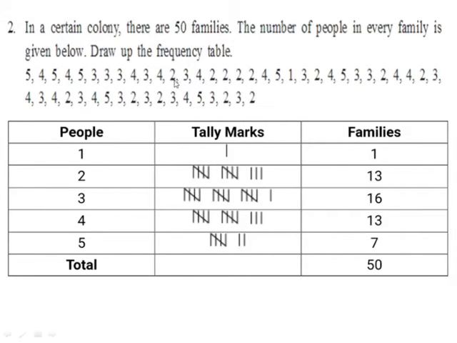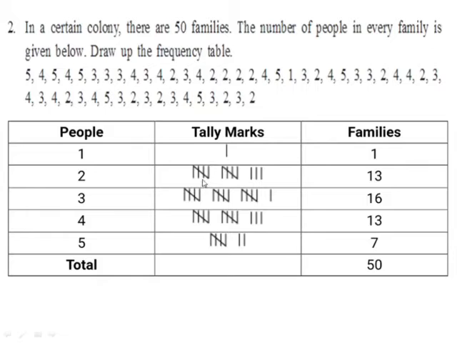Likewise, you will go on reading the scores and you will put the tally marks for each and every score in the given data, in the second column in front of that specific score. Now after putting the tally marks, we will count the number of tally marks. Here in the first row it is only one tally mark, therefore the frequency is 1.